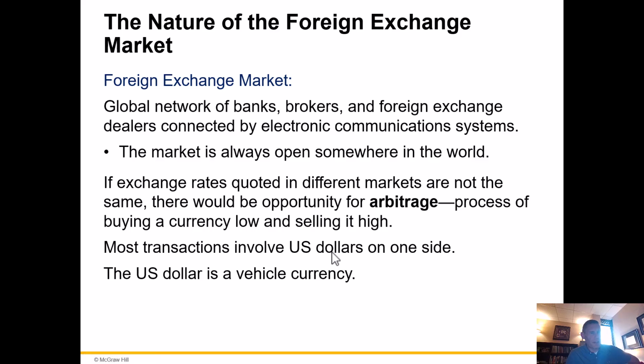So we can think of the foreign exchange market more holistically as a global network of banks, brokers, and foreign exchange dealers connected by electronic communication systems. The market is always open somewhere in the world. If exchange rates quoted in different markets are not the same, there would thus be an opportunity for arbitrage, the process of buying a currency low and selling it high. Most transactions involve US dollars on one side, with the US dollar being, of course, the vehicle currency.